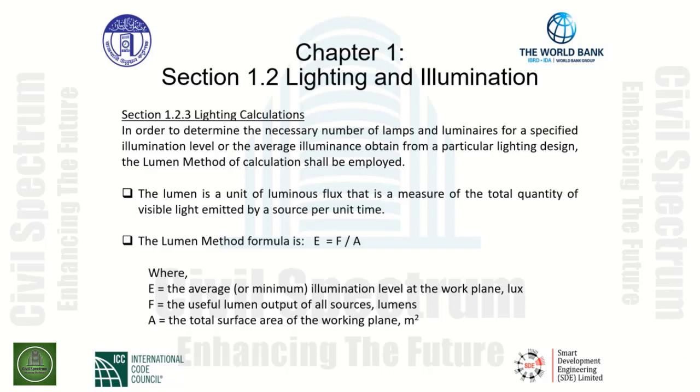The unit that we use and the formula provides us with the average illumination. The lumen method formula is E equals F over A, where E is the average or minimum illumination level at the work plane in lux, F is the useful lumen output of all sources in lumens, and A is the total surface area of the working plane in meters squared.